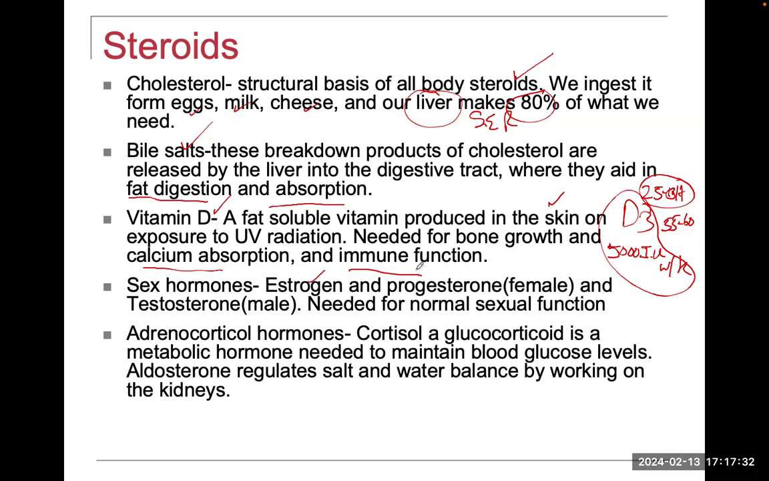Sex hormones like estrogen, progesterone, testosterone, these are needed for normal sexual function and development of our secondary sex characteristics.